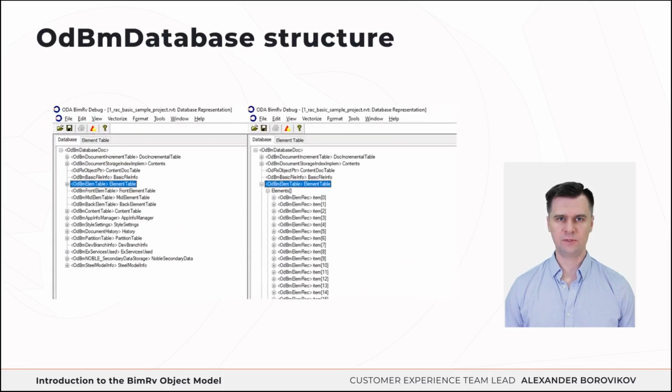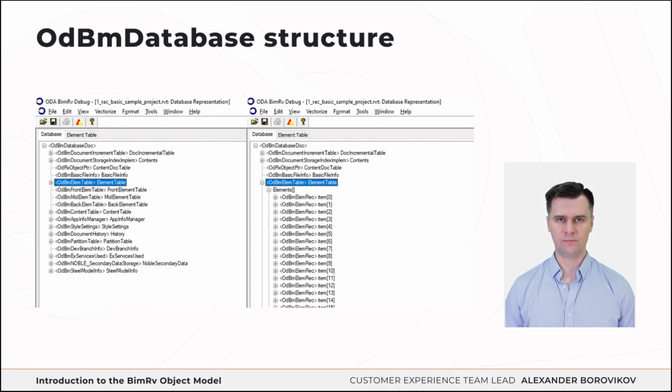This slide shows an RVT file being loaded. The tree control shows the structure of the ODBM database. This structure is exactly the same as the structure of the file on disk. We have a set of storages and streams with data.